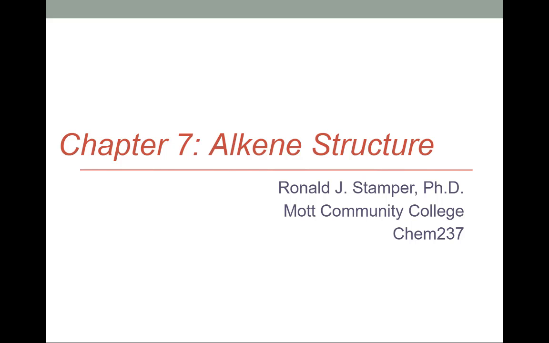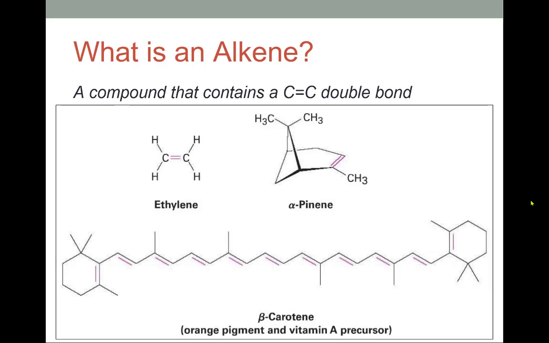Today's discussion is going to follow through Chapter 7 of the McMurry Organic Chemistry textbook, available on OpenStax. Chapter 7 is on alkene structure, and this is going to be the beginning of that, where we'll talk about structure and stability, and then we'll get into the rest of it a little bit later.